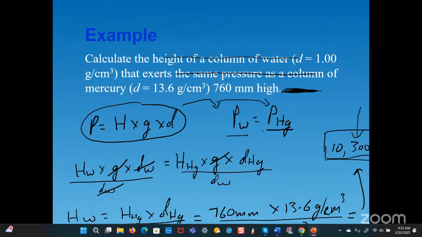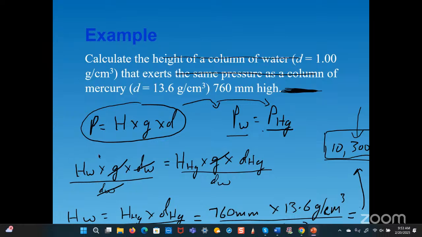This example says you have to calculate the height of a column of water, and they give you the density of water, that exerts the same pressure as a column of mercury. These scribblings that you're looking at here are from a video I recorded, so I'm just going to use these to explain how to calculate the height of the column.